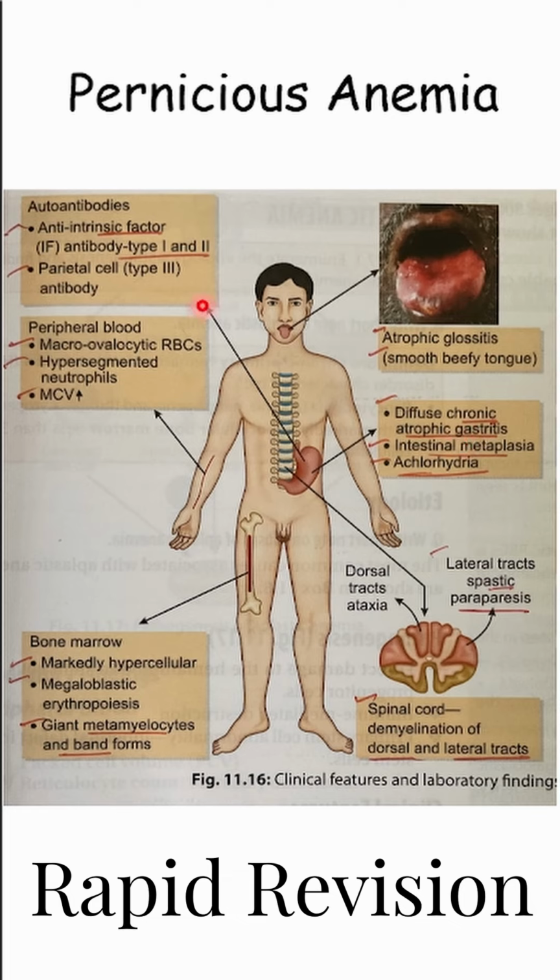In the peripheral blood picture, what do we have? We have macro-ovalocytes, hypersegmented neutrophils, and increased MCV. So the cells are big, huge cells. Hence they are called macrocytic anemia. Why? Because we do not have the intrinsic factor.